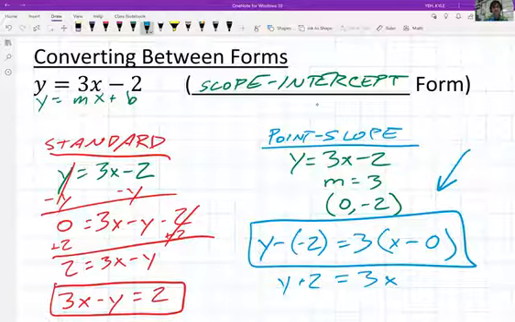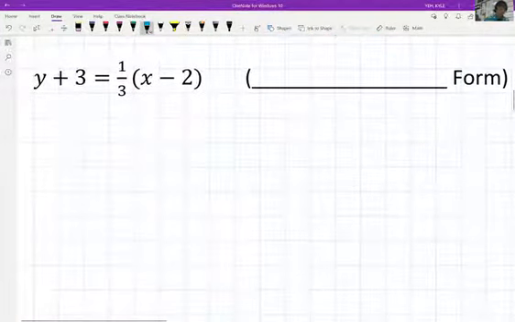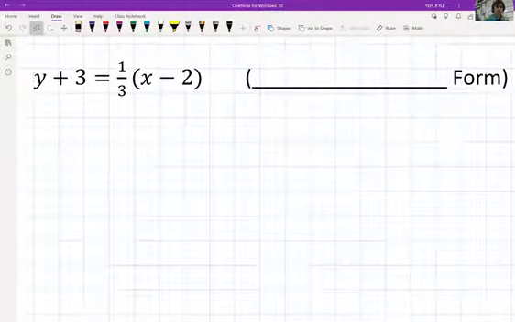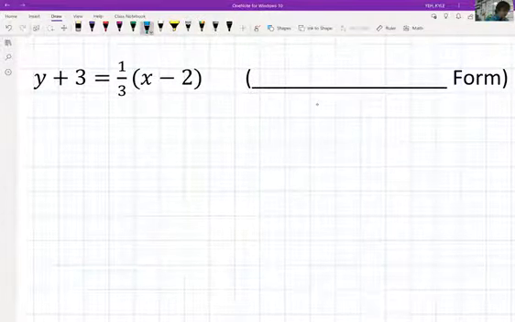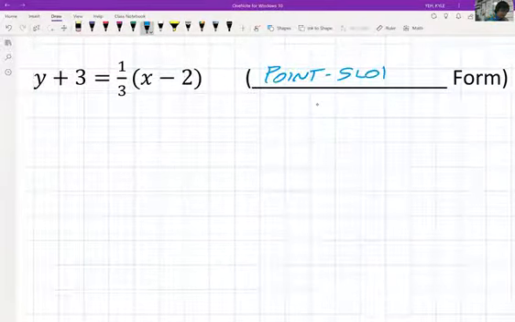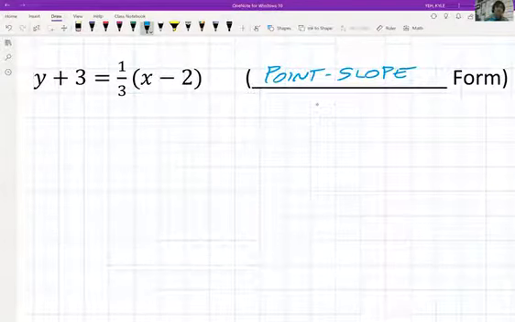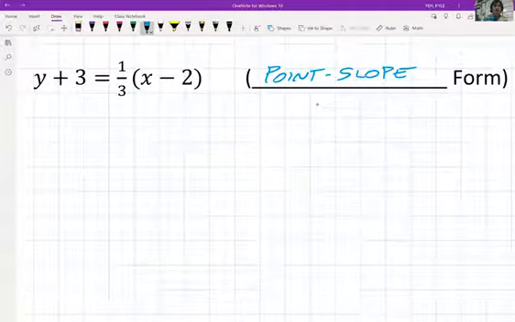So we've just seen we can go from slope-intercept form to standard and point slope forms. What if we start in a different form? What if we start with y plus 3 equals 1/3 times x minus 2? Well, this is starting in point slope form. We see our y minus y1, y minus a negative 3 equals m times x minus x1, 1/3 times x minus 2. So we need to put this in standard form, and we need to put this in slope-intercept form.